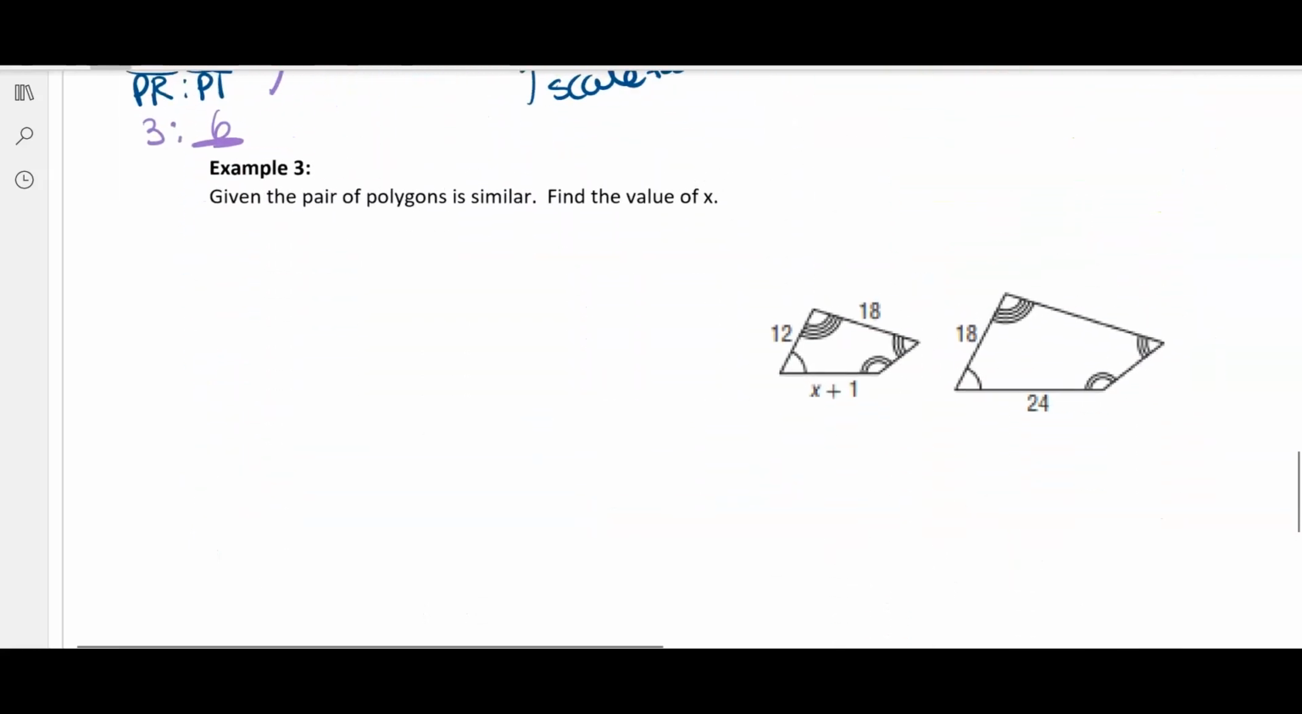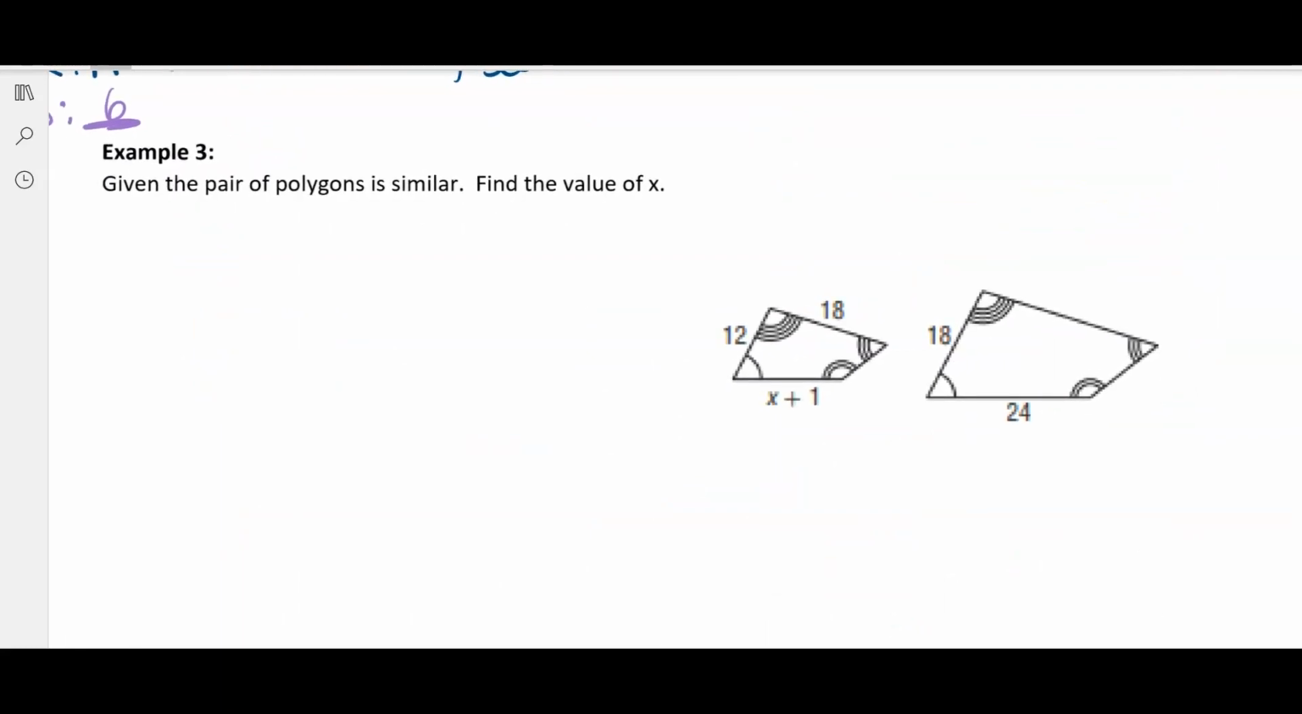All right, here is this next example. We are given a pair of polygons. They are similar, which is great. What I'd like you to do is try to solve for x. If you'd like to label these, I'm actually going to. Let's say this is A, B, C, and D, and this is E, F, G, and H. I'd like you to pause the video, set up your ratios for each polygon, and then we're going to solve for x.